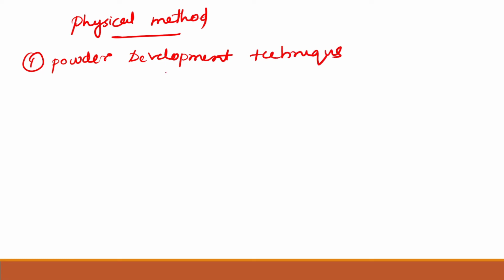Physical method, first one is powder development techniques. If the powdering technique is preferred, it is not important to determine which powder is used. The powder selected should be fine grained and of a color that gives contrast to the background. So the color of the powder should contrast with the background.